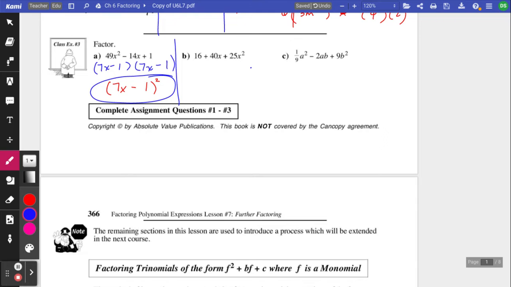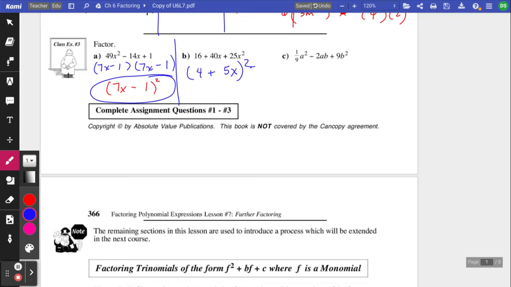Double it is 40. Yes, it works. So you know how you factor this? (4 plus 5x) squared. That's how quickly you can factor that if it's a perfectly square trinomial. Do you want to see if that works? Write it out again. Go work on it, right?